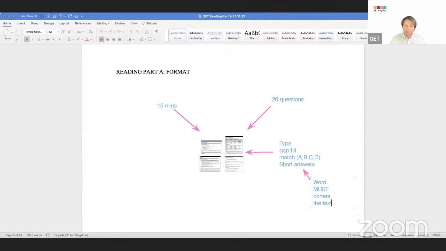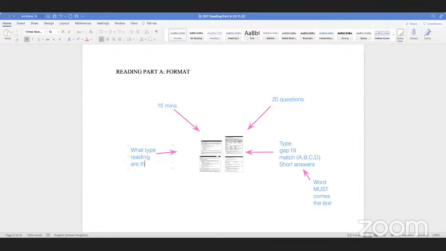Okay, so let's think about this. There's 20 questions, 15 minutes. You get gap fill, match, and short answer questions. What are they testing us on? Puspa, what type of reading is this? Think about yesterday. We were listening for what?